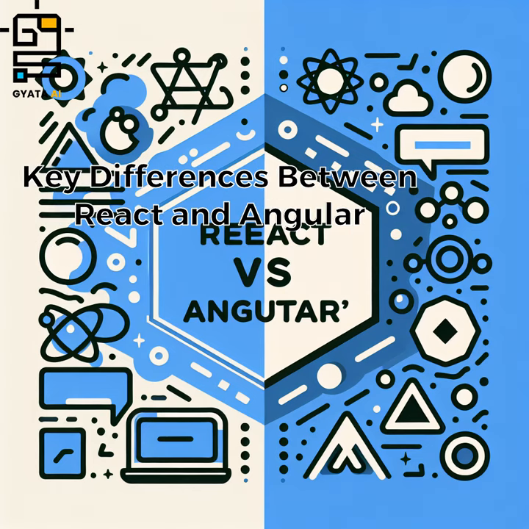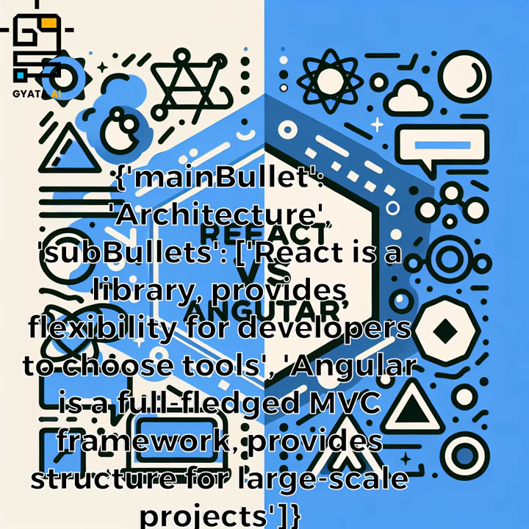Key differences between React and Angular. Main bullet: architecture. Sub-bullets: React is a library, which provides flexibility for developers to choose tools. Angular is a full-fledged MVC framework, which provides structure for large-scale projects.